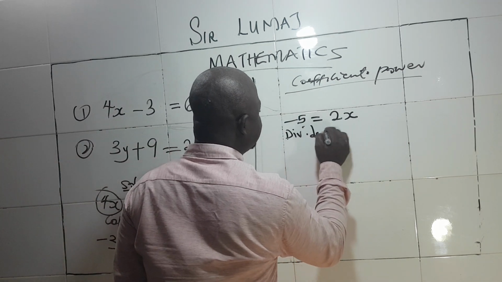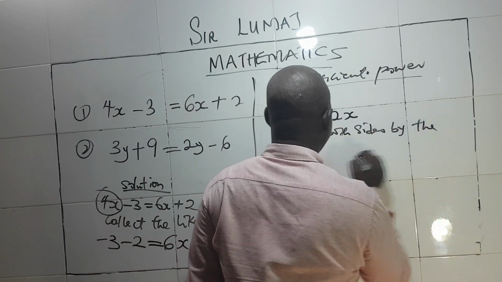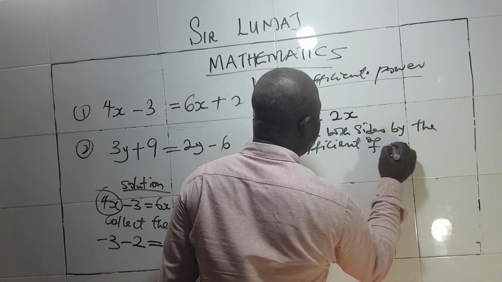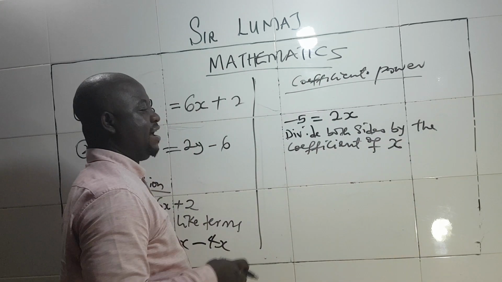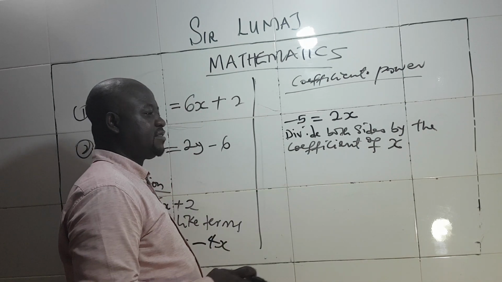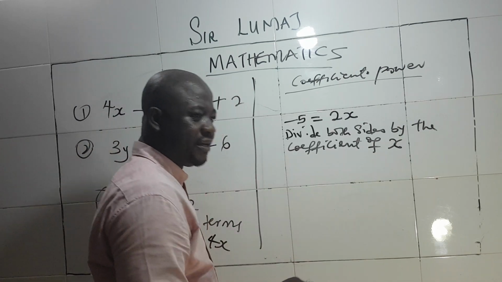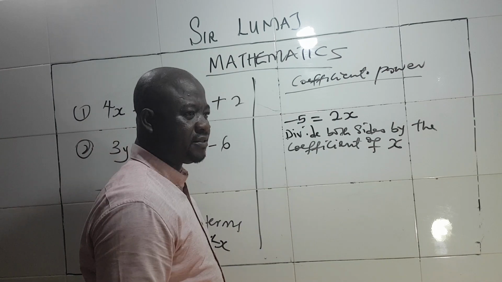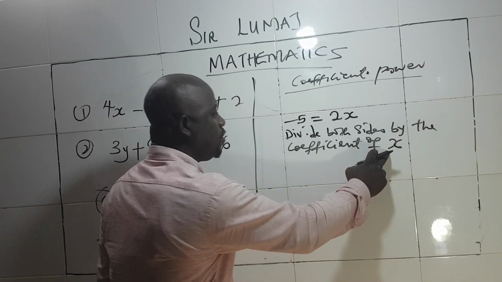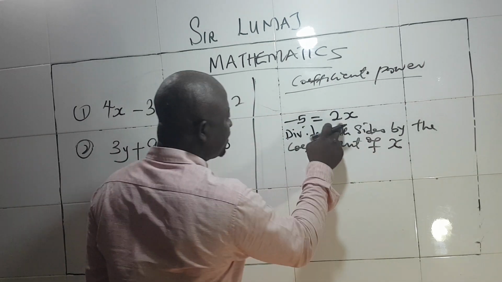Then you divide both sides by the coefficients. Don't forget, I've taught us coefficients. By the coefficient of x. By the coefficient of the unknown. Because in solving mathematics, you are looking for that alphabet. Not twice of the alphabet. Not 5 times of the alphabet. Not 10 times of that. That singular alphabet. That alphabet must have coefficient of 1 at the end. So you divide both sides by the coefficient of x.